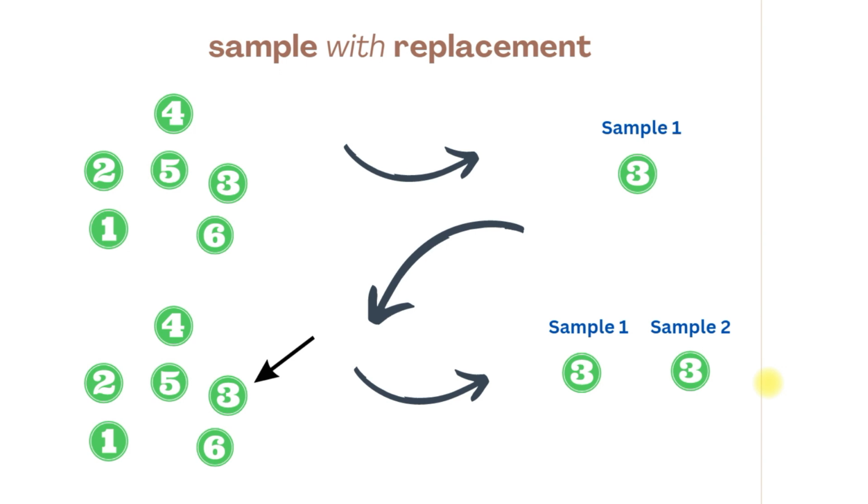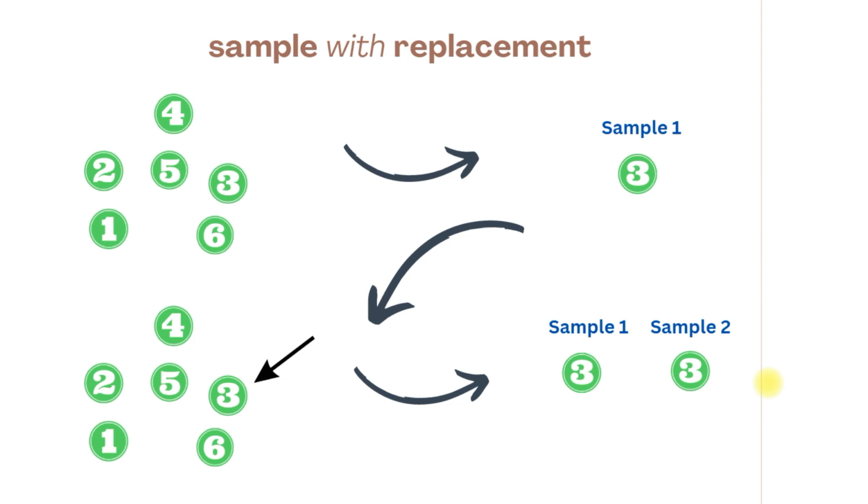Now if you use the sample with replacement method, then the outcomes of both the dice are independent of each other. That means if number 3 is generated in sample 1, then I have an equal chance of number 3 being generated in sample 2 as well. And that's why in sample with replacement, I am able to generate a pair of 3s, a pair of 2s, or a pair of 4s.